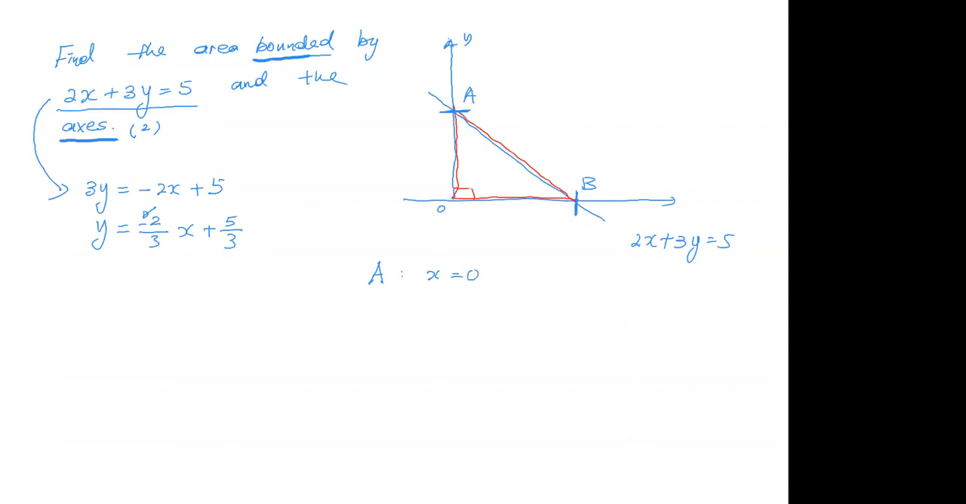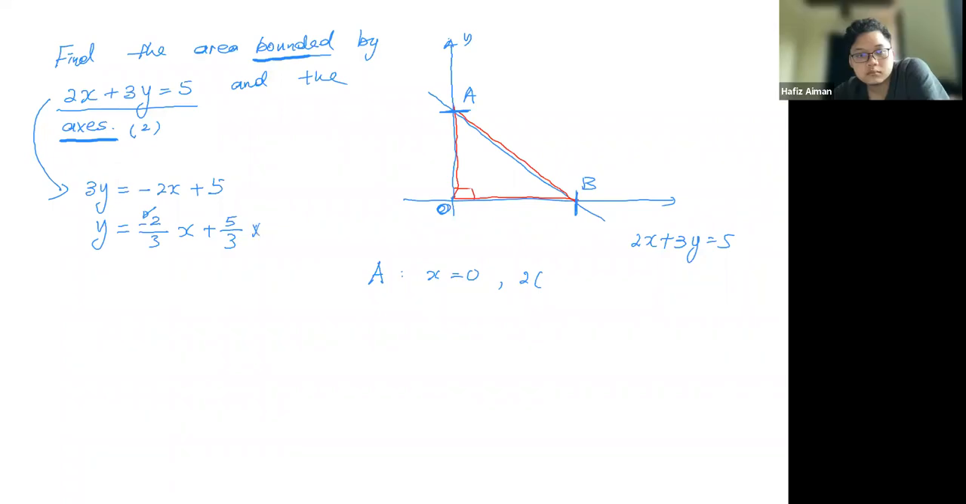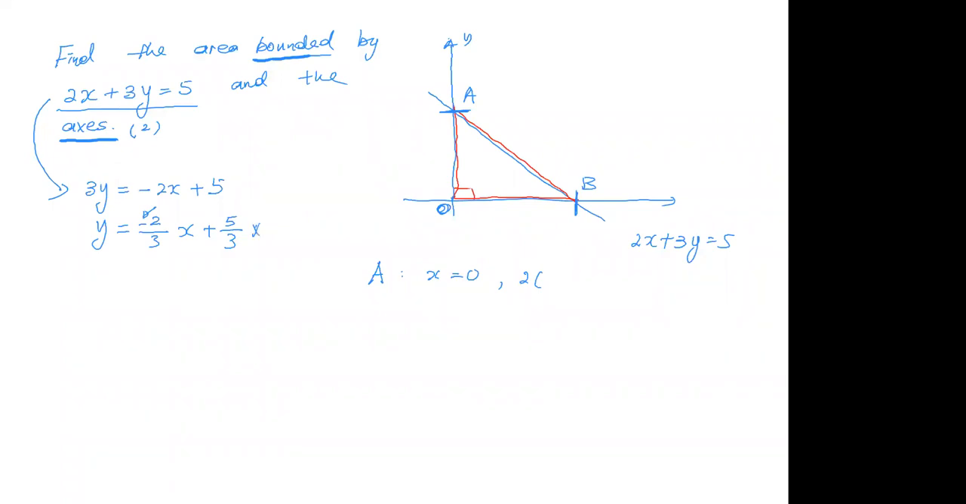Yes, because this is the origin. 0 here, you see? So what I need to do is I just need to put it into here. I purposely rearranged this to let you know the shape of the graph. So next time when you see this question, you can go straight away from here. You put in x equal to 0 into 2x plus 3y equal to 5.